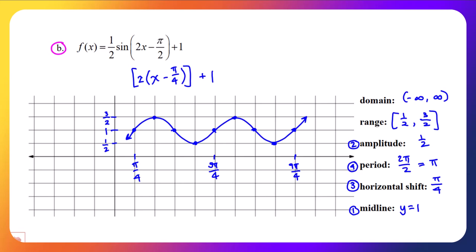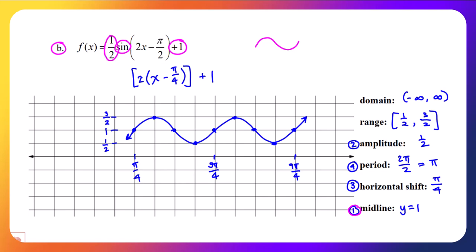So for B, we have a sine curve. So there's the parent function. And midline, well, this time this graph does move up 1. So the midline is now y equals 1.